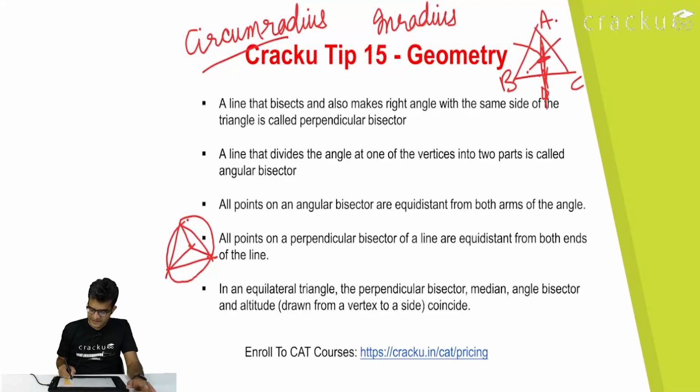Similarly, if you have a triangle and if this is the circle which is inscribed within the triangle, the center of that circle will be the incenter, and the radius of this circle will be the inradius. That is another important property of inradius. Inradius will always be less than the circumradius.